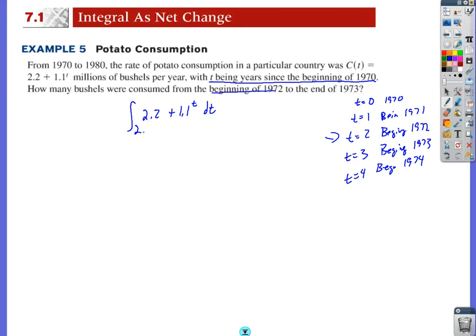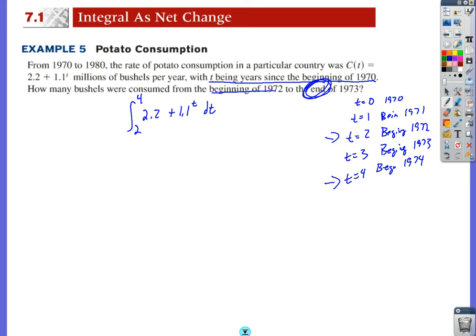to the end of 1973. So again, you have to read the problem and realize it's not going to just be to 3, because that represents the beginning of 1973. It wants the end of 1973, which is the same as the beginning of 1974. So when I go over here, I'm actually going to plug in 4.